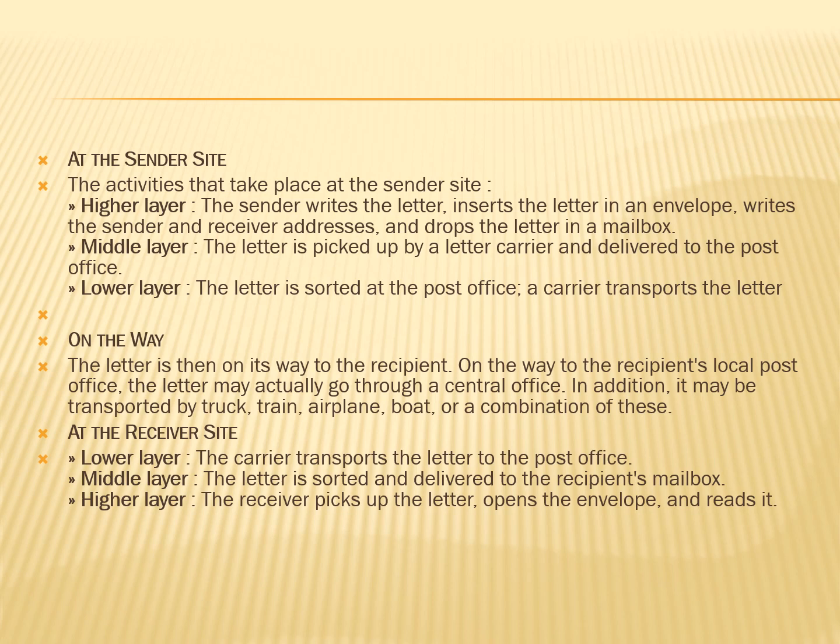At the receiver side: lower layer, middle layer and higher layer. In the lower layer, the carrier transports the letter to the post office. In the middle layer, the letter is sorted and delivered to the recipient's mailbox. And in the higher layer, the receiver picks up the letter, opens the envelope and reads it.